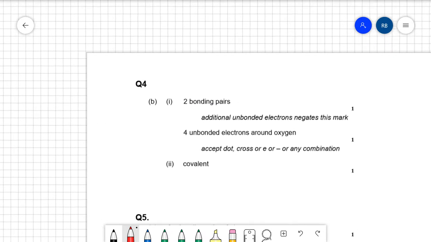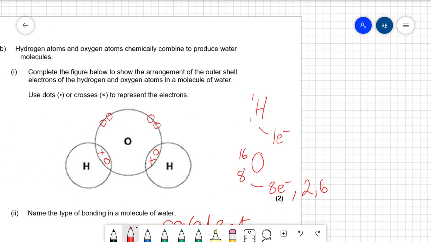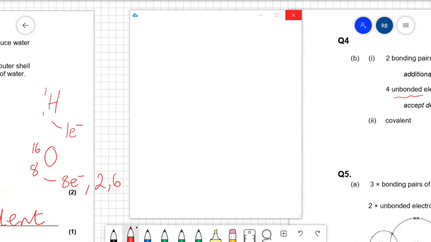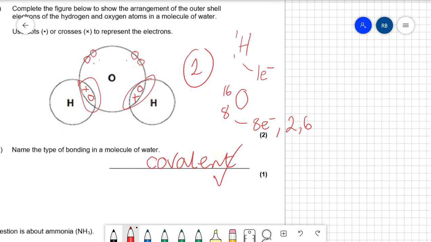Slightly different mark scheme this time. 2 bonding pairs, yeah, that's fine. And 4 unbonded electrons around the oxygen. There's no picture here. We need to read this carefully. And the third part was covalent. So we have 2 bonding pairs. 1 bonding pair is here. The other one is over here. And then we have 4 unbonded electrons. Well, here they are. 1, 2, 3, 4. Great stuff. 2 marks. And this is also correct.